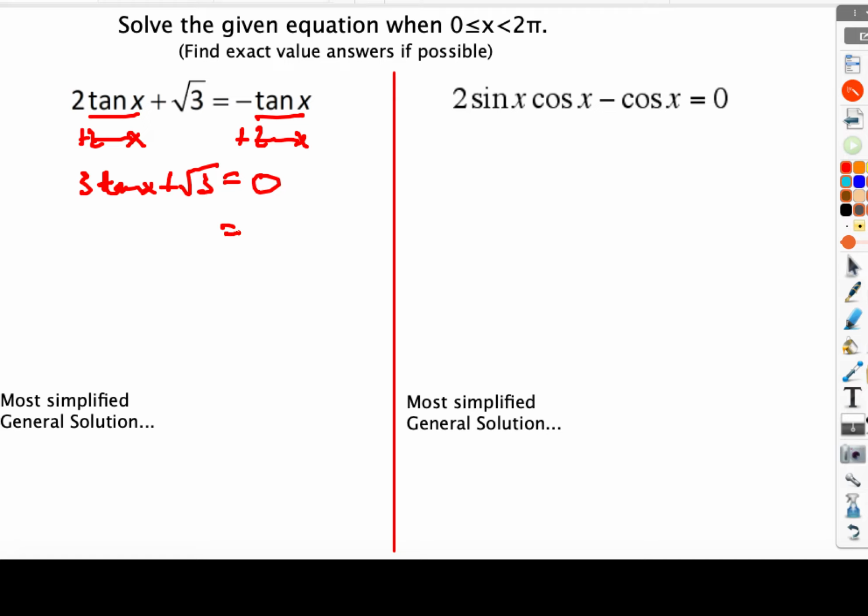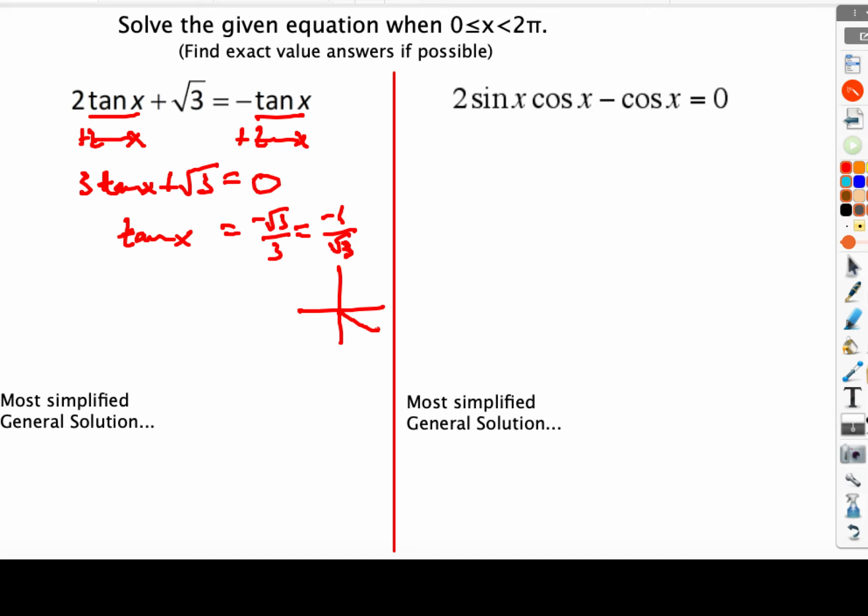If I subtract my root 3, and then I'm going to go ahead and divide that other 3 over, we'll notice that tangent of x is equal to negative root 3 over 3. And in that case, again, I'd want to think about my unit circle. Negative root 3 over 3 reminds me of the old negative 1 over root 3, if I was rationalizing or derationalizing that, which means that the tangent, the opposite over the adjacent, my opposite needs to be negative 1.